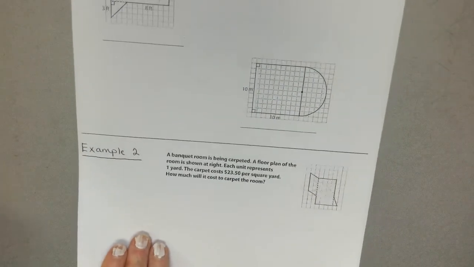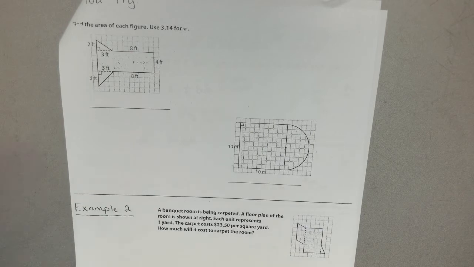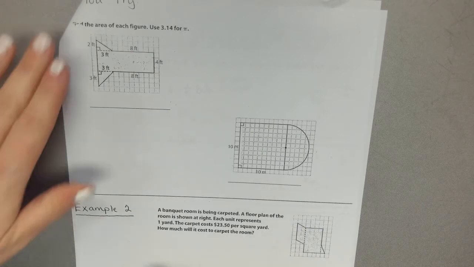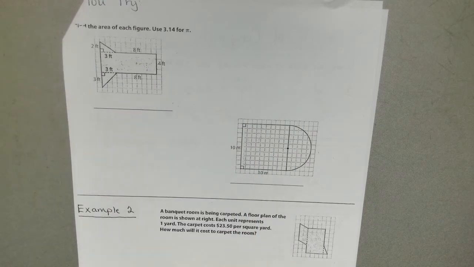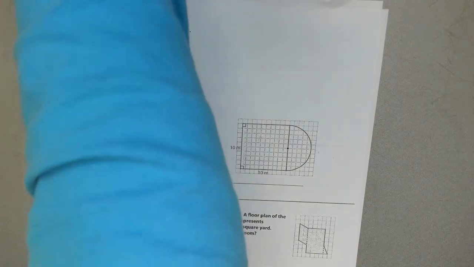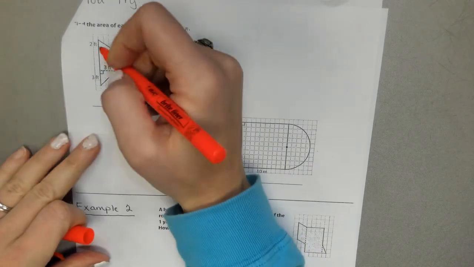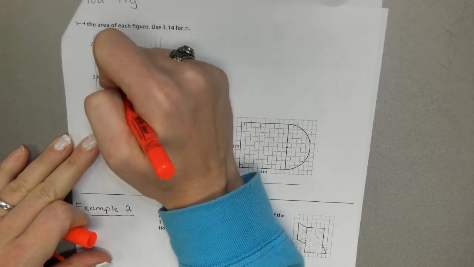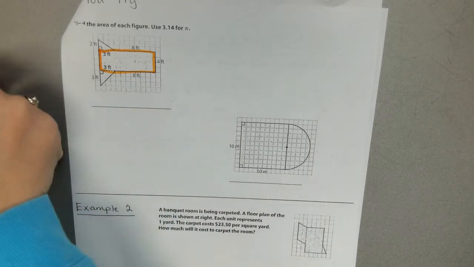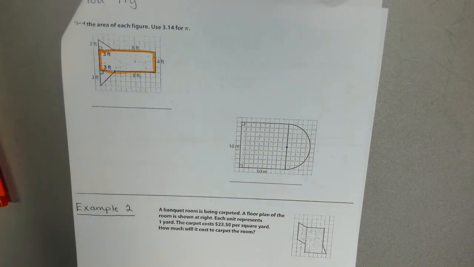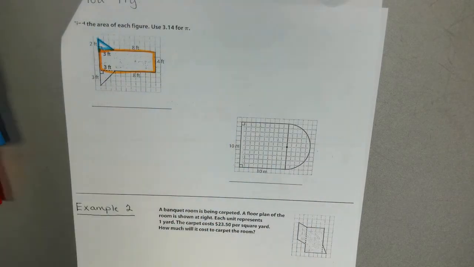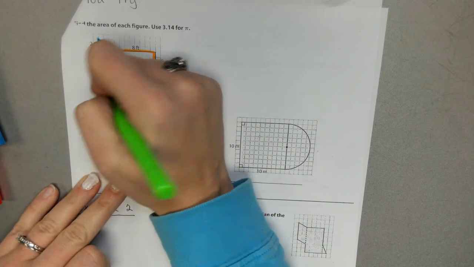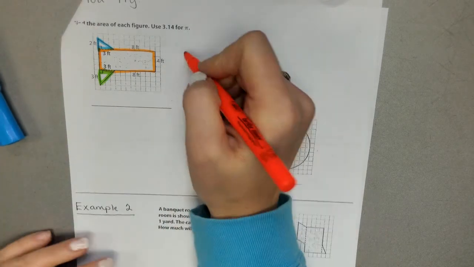So, let's look back here. Okay? Let's do this first one. So, let's see, we see a rectangle here in the middle. What else do you see? I see 2 separate triangles. Okay, I have a triangle there and a triangle there. Okay, so let's do the rectangle first.